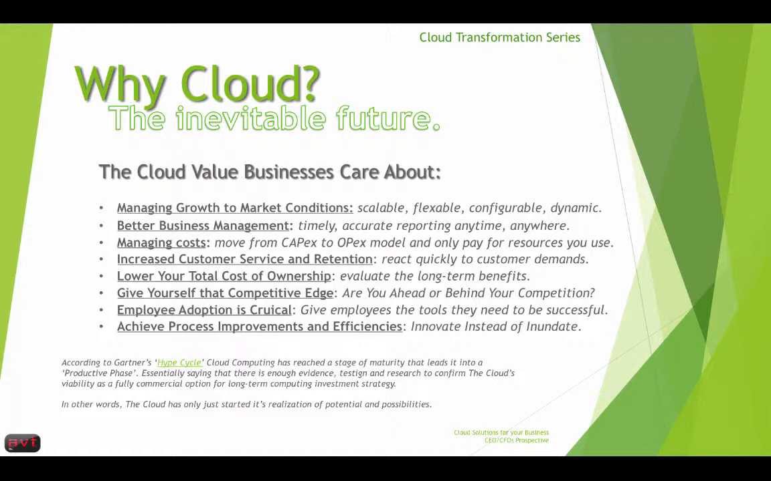So managing cost. Managing cost is huge in making sure that we're achieving the bottom line profit that you need year after year to fund the core competencies of the business. Increase customer service and retention. Always huge. We need to be able to react quickly to those customer demands. And cloud technology is really about lowering your total cost of ownership, so seeing and evaluating the long-term benefits of transforming to cloud technology, and also giving yourself that competitive edge. So we want to know that we're leading the market with your core competencies, and that's being backed by a very innovative technology solution that's going to grow with you.